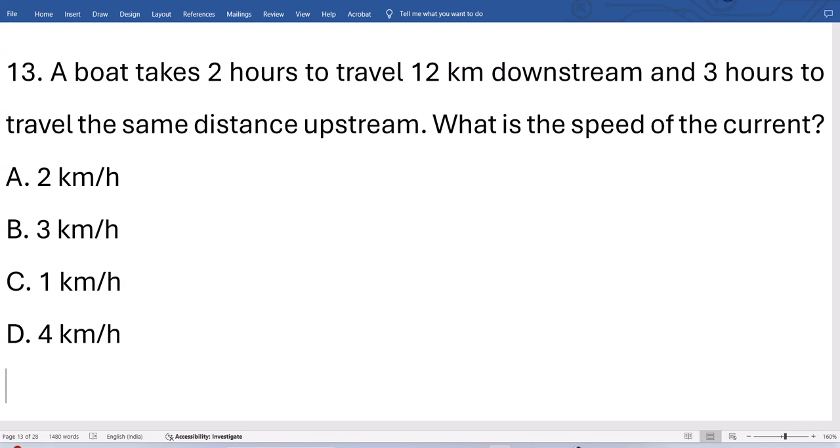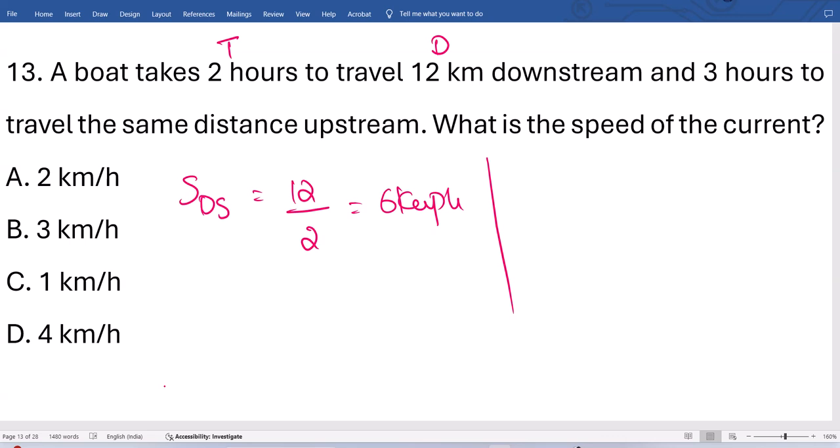Okay, now fine. Downstream, upstream. See, speed of downstream. What is speed basically? Distance divided by time. Distance is 12, timing 2, so downstream speed is 6 km per hour. Next, upstream. Here timing is 3 and the same distance, 12. So 12 divided by 3. Upstream is 4 km per hour.